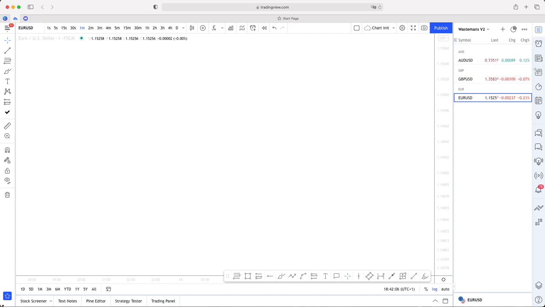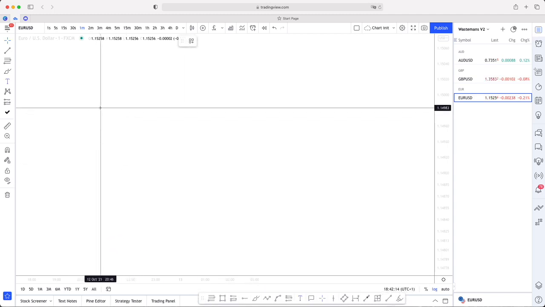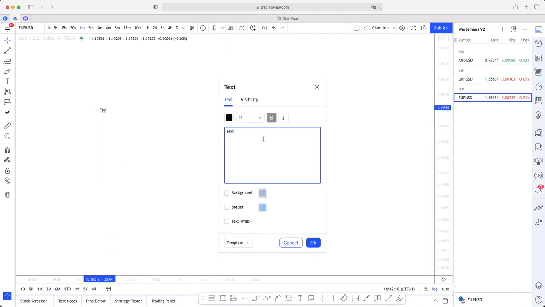Okay, so let's start off talking about sessions. Now, this is going to be a very basic way to explain it. I'm not going to explain it in too much detail because, to be honest, there's no need. But let's think about the main sessions that we have. We have Asia, London and New York.